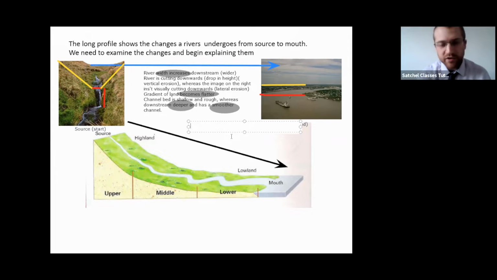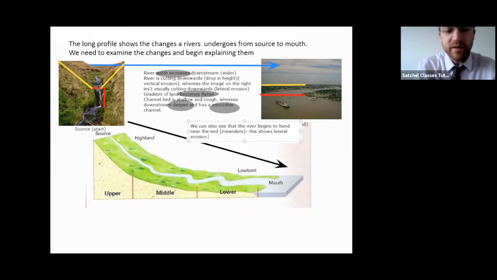We can see that the gradient changes, it becomes flatter. We can also see that the river begins to bend near the end. These bends are called meanders, and they're a sign that the river doesn't need to cut downwards anymore. It's cutting laterally, or sidewards. So this shows lateral erosion taking place. So that's another form of evidence.